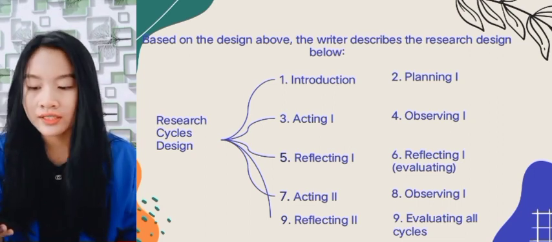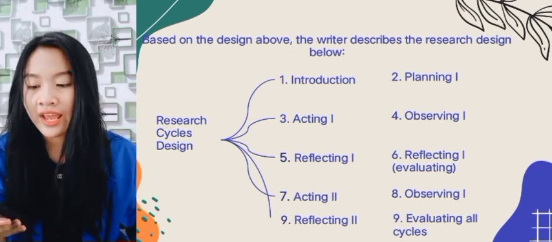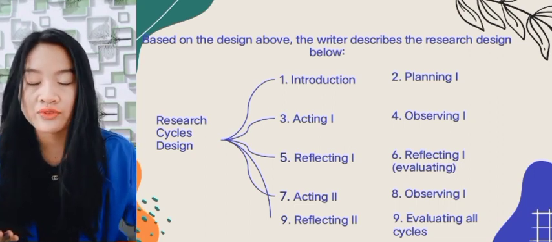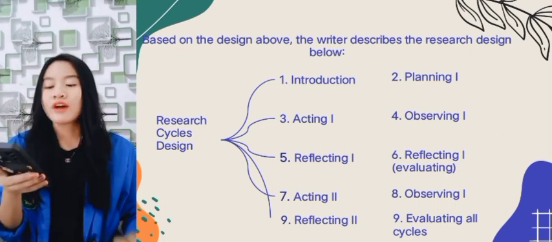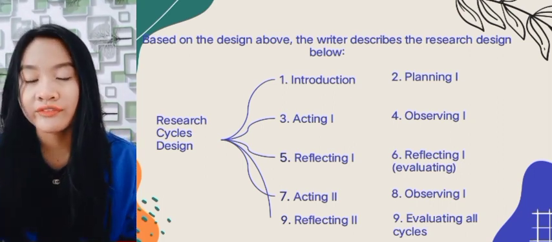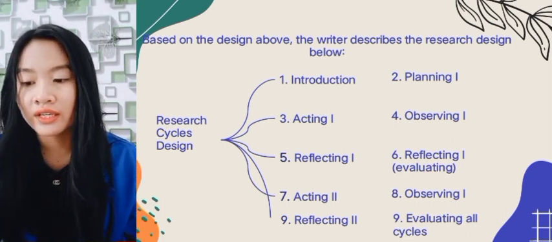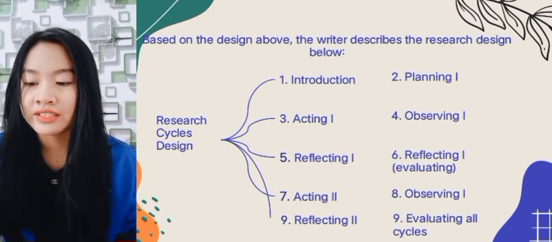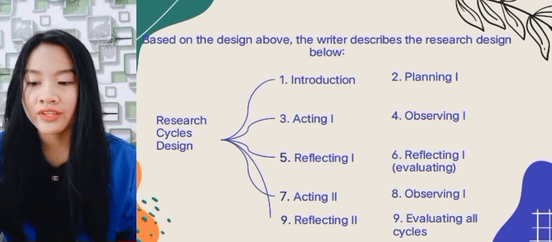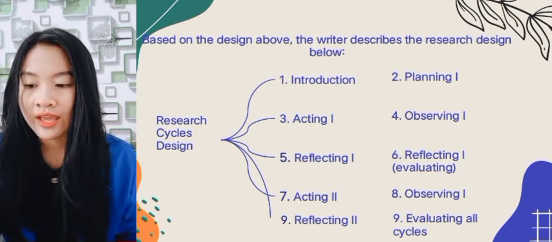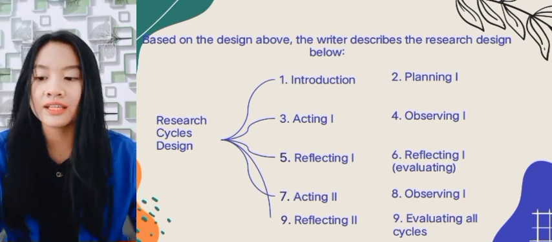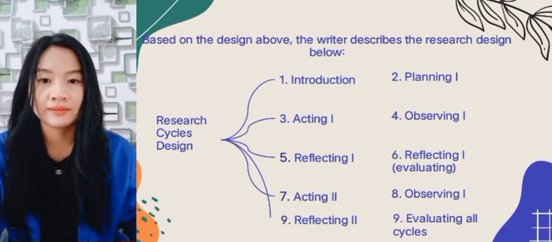First is introduction, second is planning 1, third is acting 1, and fourth is observing 1. Next, fifth is reflecting 1, which here is about evaluating, and then sixth is revised planning, seventh is acting 2. Next, eighth is observing 2. Next, ninth is reflecting 2, and the last one is evaluating all cycles in this research cycles design.